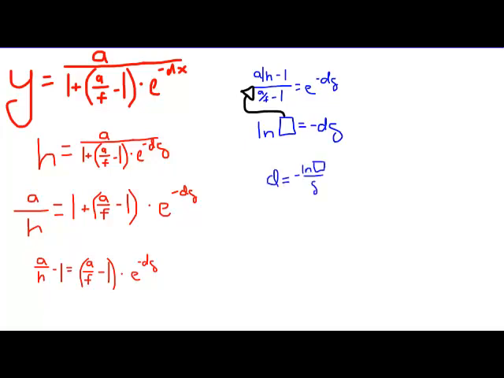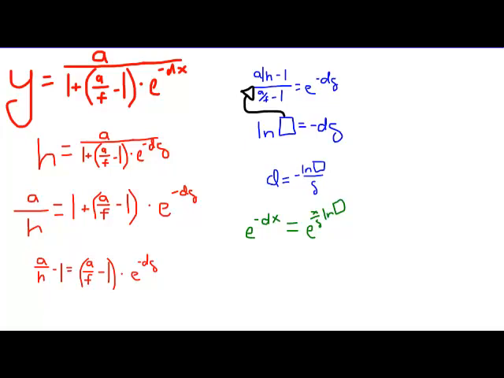So then we divide both sides by negative g, so d equals negative ln of a over h minus 1 over a over f minus 1, all over g, which is really pretty, right? However, this is probably going to be cleaned up when we actually plug it into the equation. First we have to multiply it by negative x. The negative signs cancel out, so then it becomes x over g times the ln of a over h minus 1 over a over f minus 1.